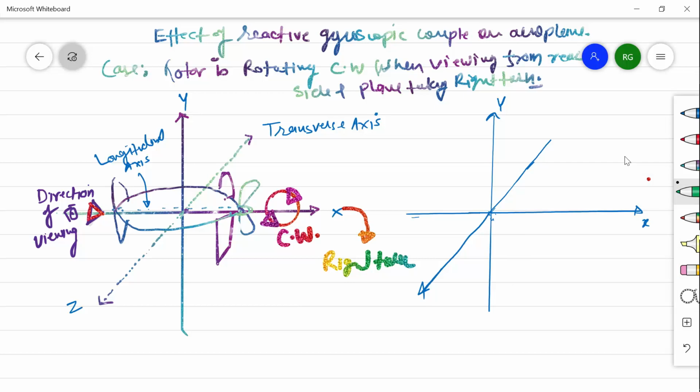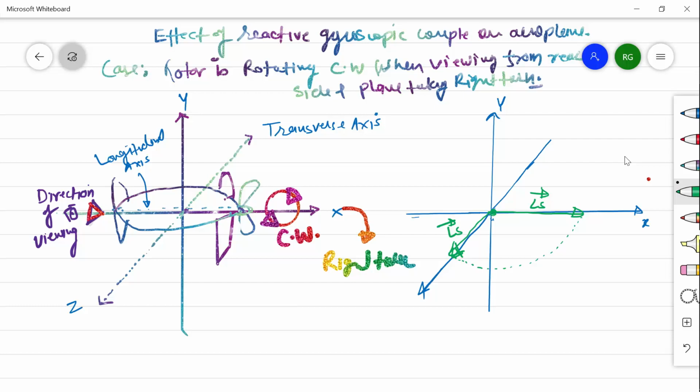According to the right hand rule, the angular momentum vector would be in this direction. This is our angular momentum vector according to the right hand rule. When the plane takes a right turn, this angular momentum vector would follow this path, and when the plane has taken a 90-degree turn, the final position would be this, the angular momentum vector after taking the turn.